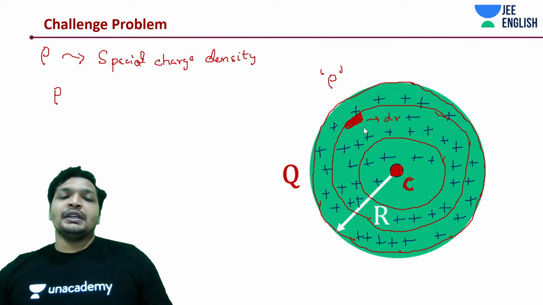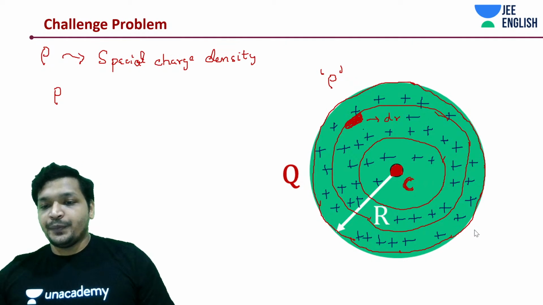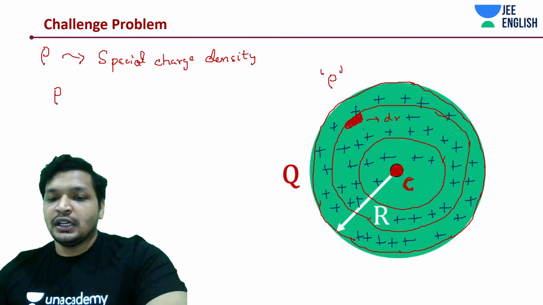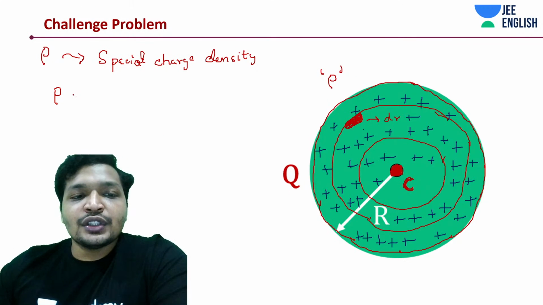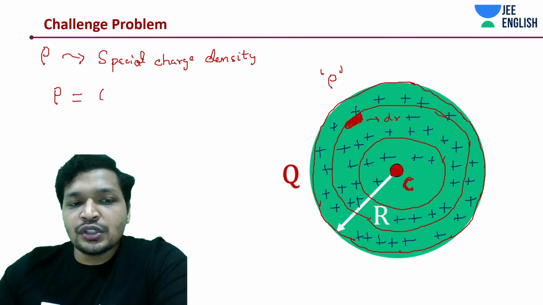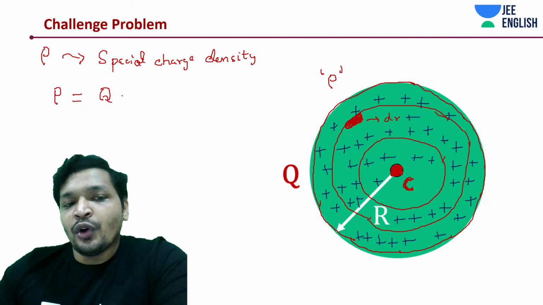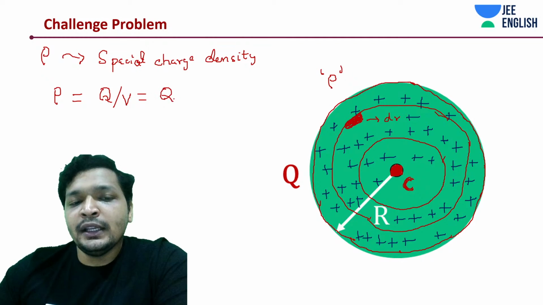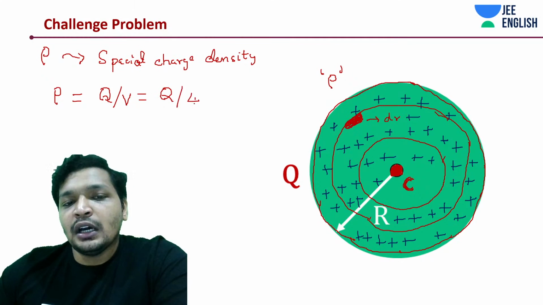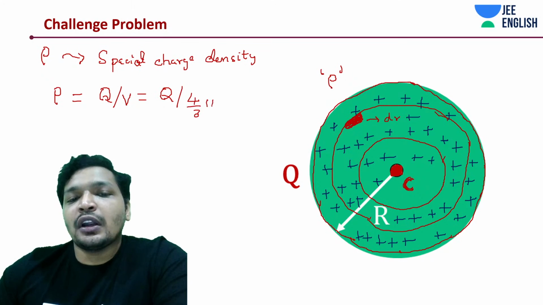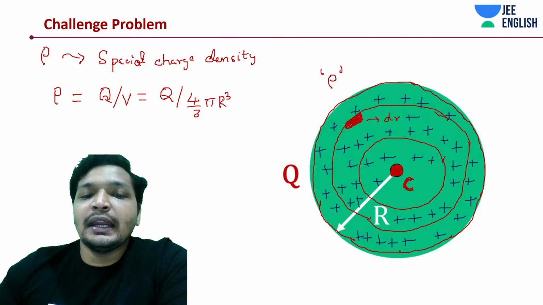That being said, we need to find out the value of rho, the spatial charge density. Rho is going to be how much? Q is the total charge. What is the volume of the sphere? It is 4/3 pi r cubed. Let's keep it like this for now and substitute it at the end.